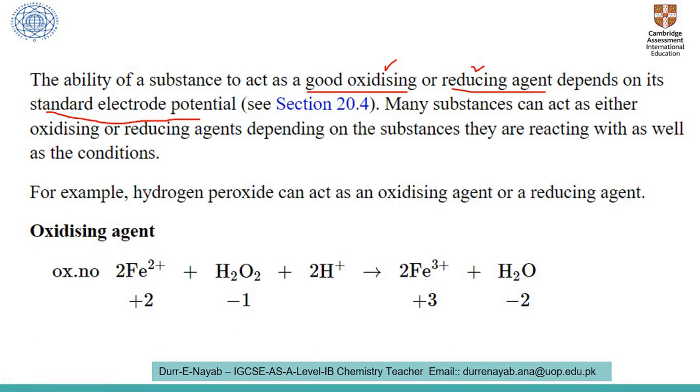Okay, here they have given us an example which acts both as an oxidizing and a reducing agent, and the example is hydrogen peroxide. What is the formula? H2O2. This is what we call hydrogen peroxide. So now this is an ionic reaction in which iron +2 changes to iron +3 with the help of hydrogen peroxide.